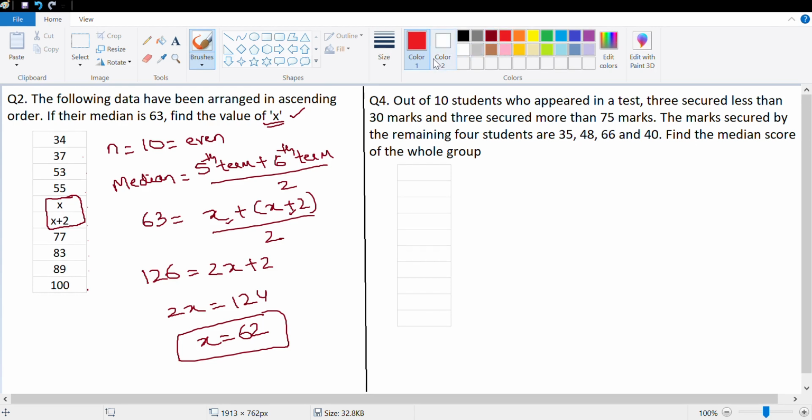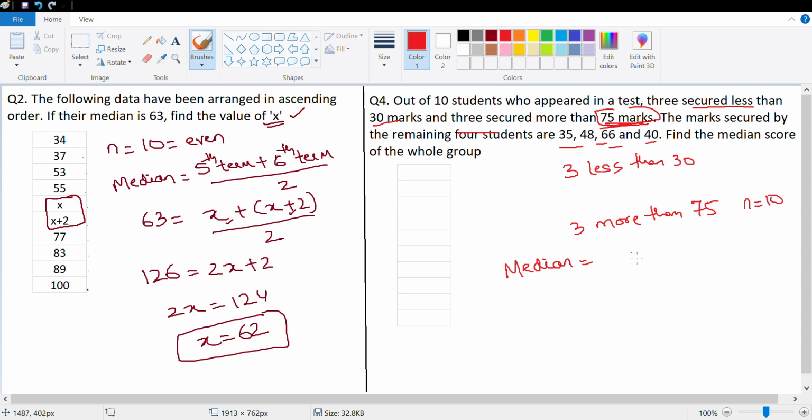The next question is question number 4. Out of 10 students who appeared in a test, 3 students scored less than 30 and 3 scored more than 75. Marks secured by the remaining 4 students are 35, 48, 40 and 66. Find the median score. So median of the whole group, in this case n is equal to 10.